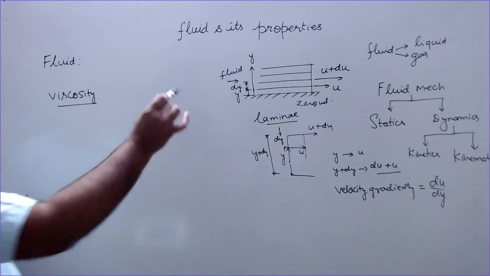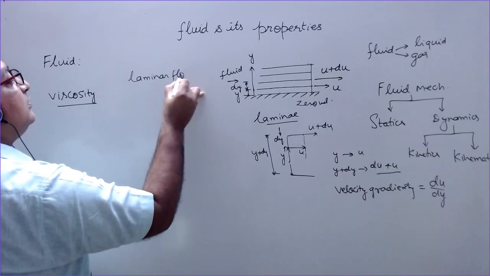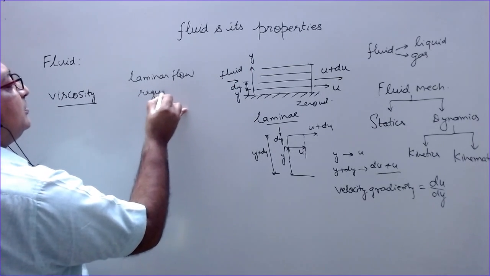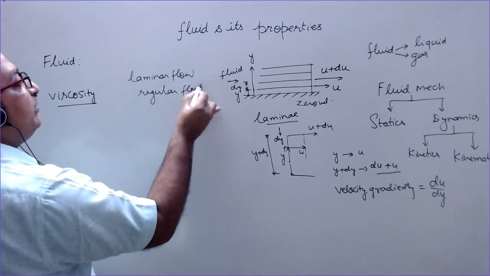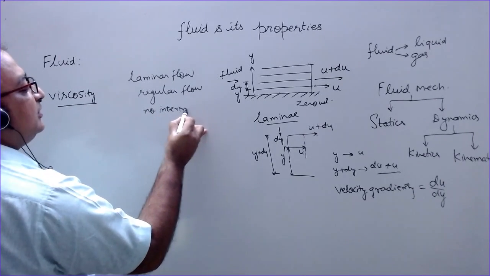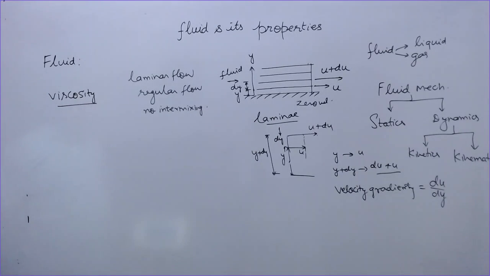Now this type of flow is called laminar flow, because flow is regular with no intermixing across the layers. This we will be discussing also again in this chapter. This is just the introduction, and you all know that the type of flow is defined by the Reynolds number. So we will be discussing this.